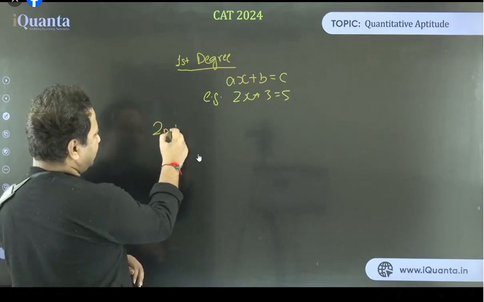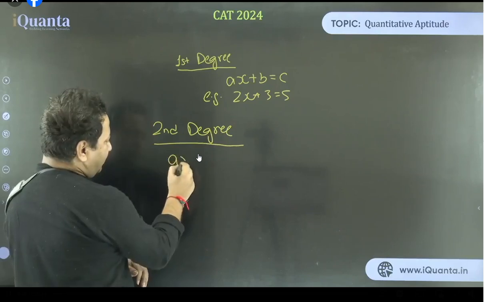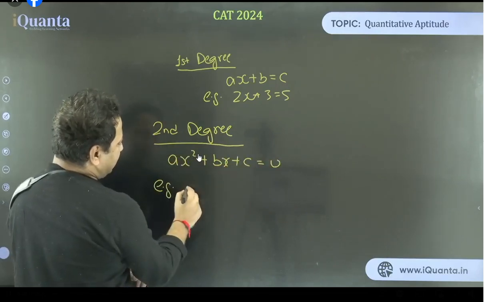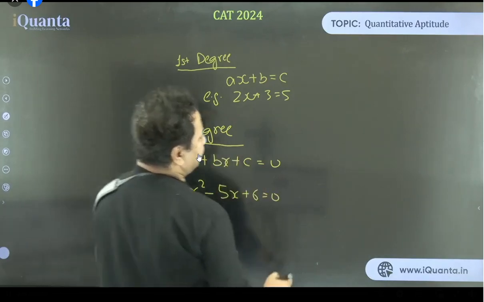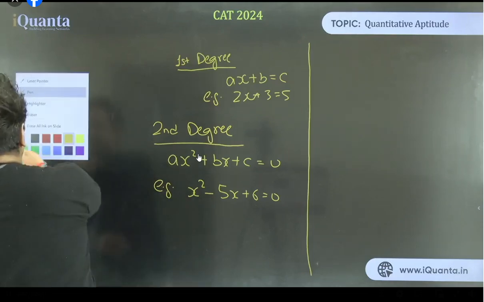The second degree, generally known as quadratic, has the general form ax square plus bx plus c is equal to 0. Let us say, for example, x square minus 5x plus 6 is equal to 0. All right, cool. So now how will this translate into a graph?